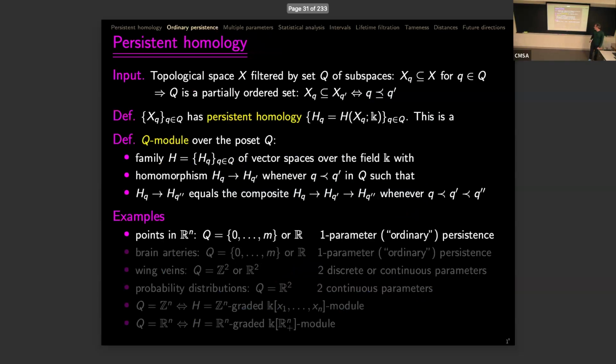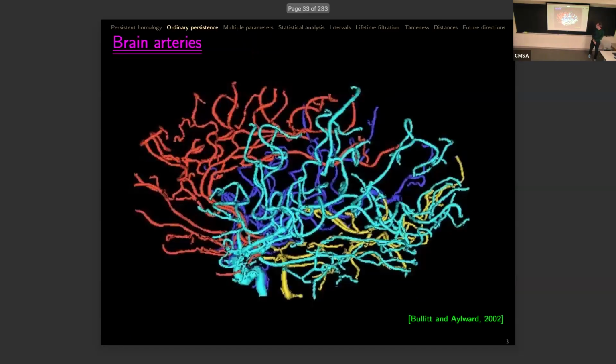But we are also interested in summarizing not just data sets, but data objects. So here we're going to summarize a single data object using persistent homology. And in this case, of course, I'm drawing the parameter as being discrete, but you can view it as continuous too. It's sort of up to you whether you want to be discrete or continuous. And we're going to summarize this data object. So this data object is, I believe, your brain.